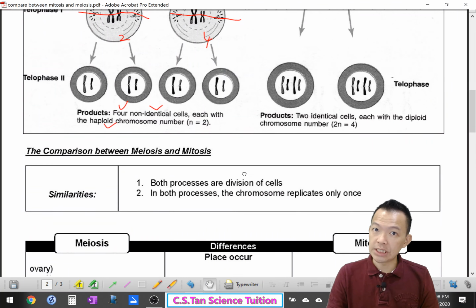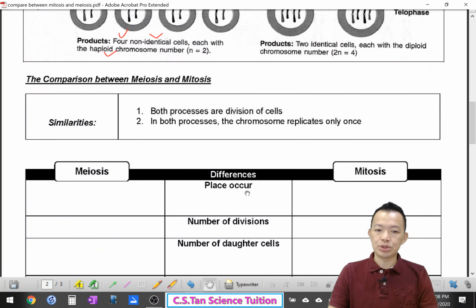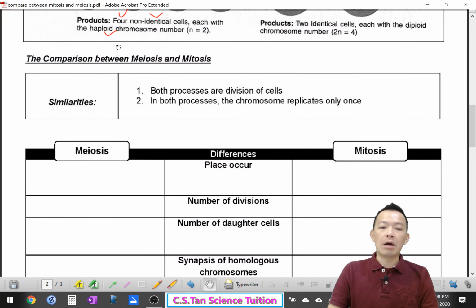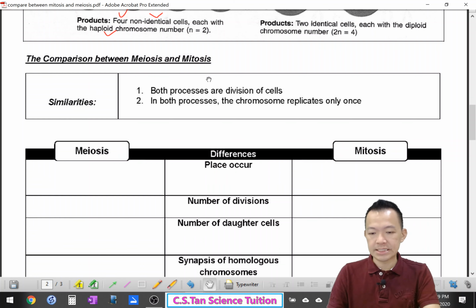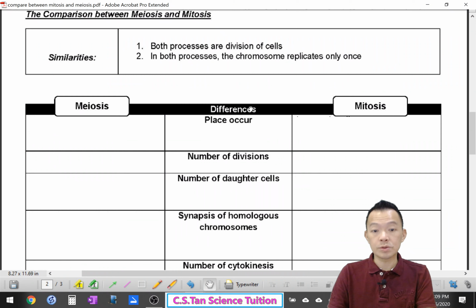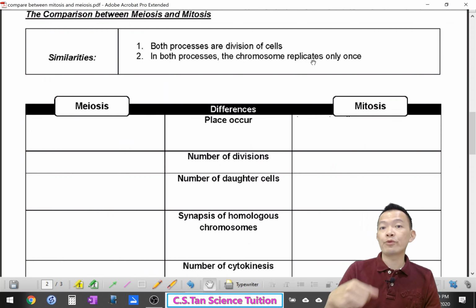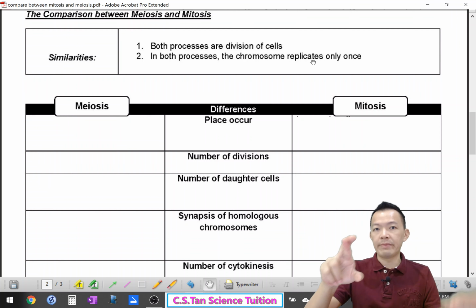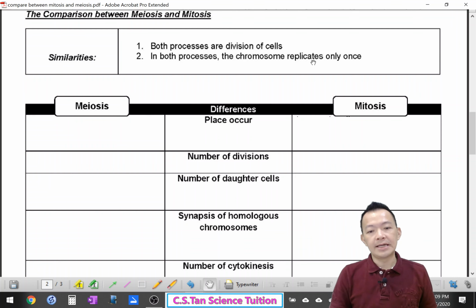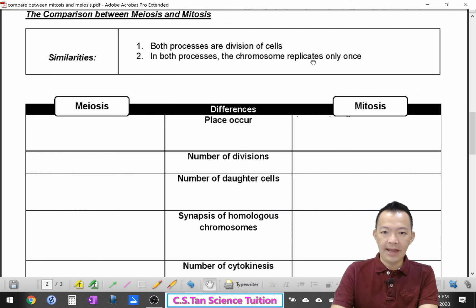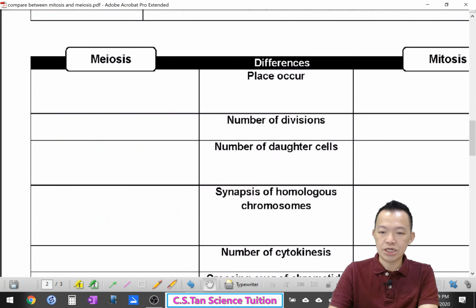Now we use sentences, the diagram is clear, so we use sentences to separate them. Compare between meiosis and mitosis, similarities. Both processes are division of cell. And in both processes, the chromosome replicates only once, before the cell division starts. And now, where are the differences?